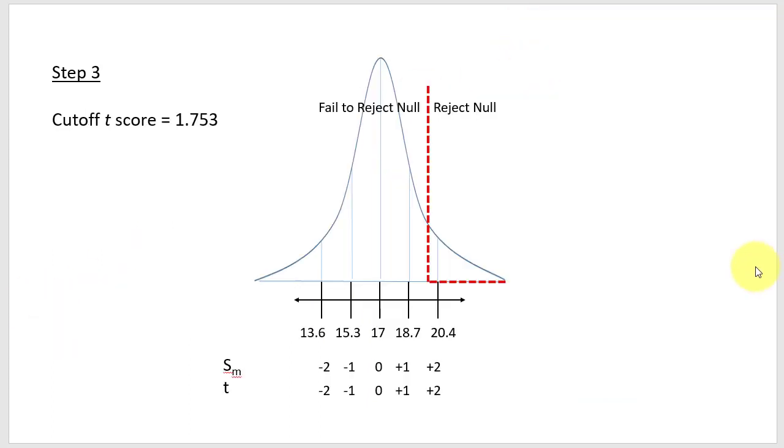And if we look at our distribution, our cutoff t-score is identified by the red dotted line, which is equal to approximately 1.753. So if our sample's t-score is above 1.753, then our result will be significant. We will reject the null hypothesis. Or if it is less than our cutoff, or equal to our cutoff, then we will fail to reject the null hypothesis.